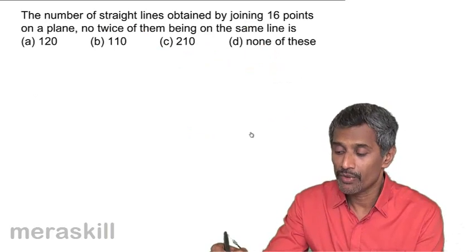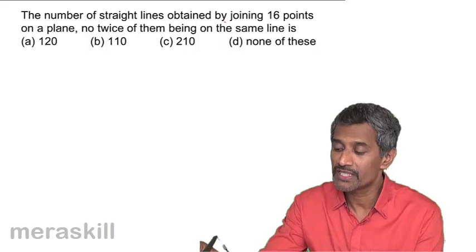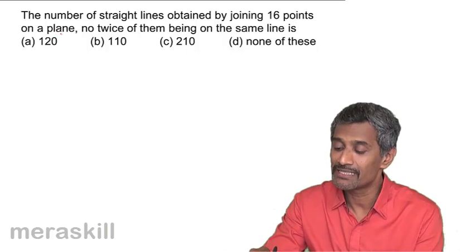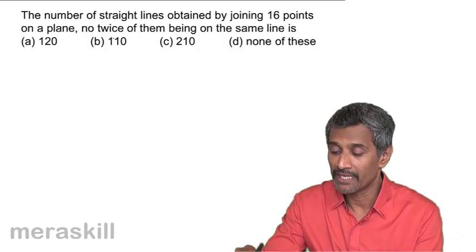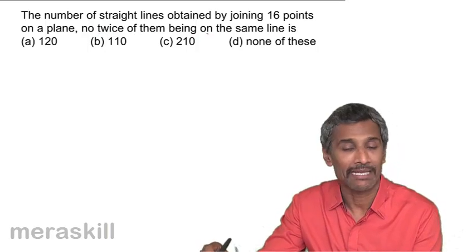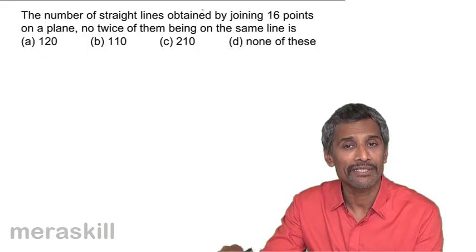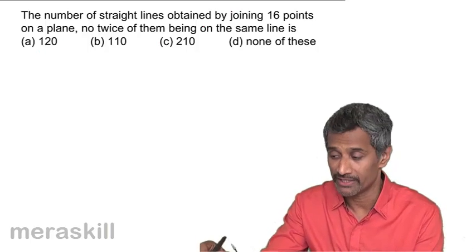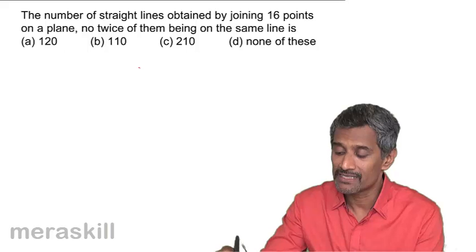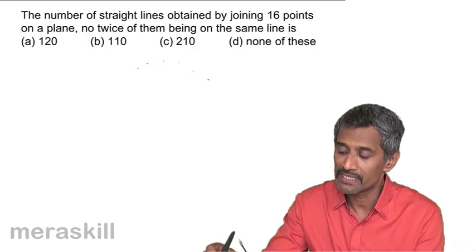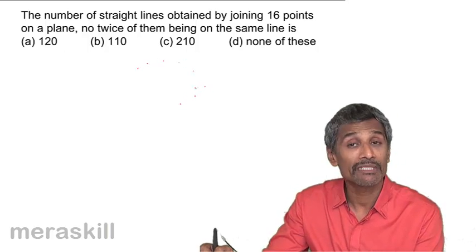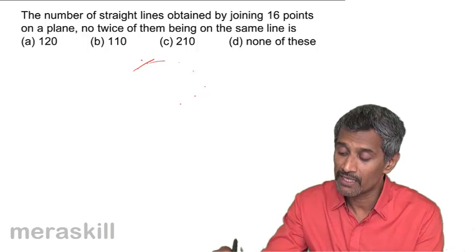Okay. Now here we have a case wherein we need the number of straight lines obtained by joining 16 points on a plane, with no 2 of them being on the same line. It means all these points taken at a time are non-collinear points. So it's going to be 16 points, 1, 2, 3, 4 up to 16, and no 2 of them on the same line. So how many such lines could you have? One like this, even this way.